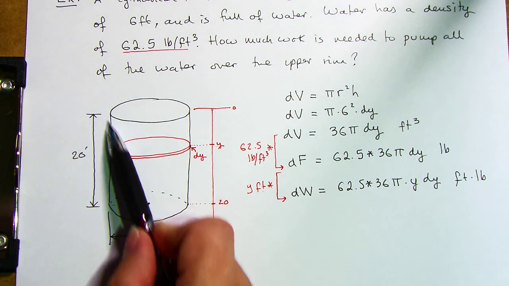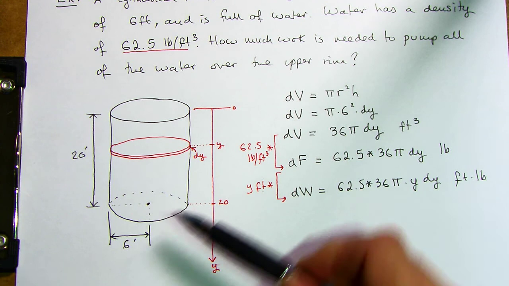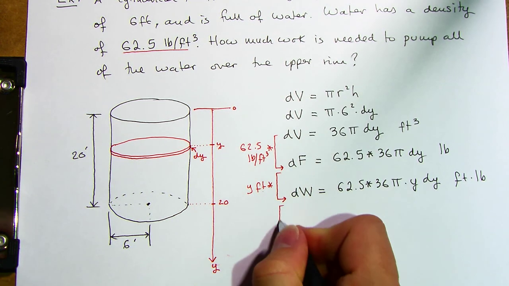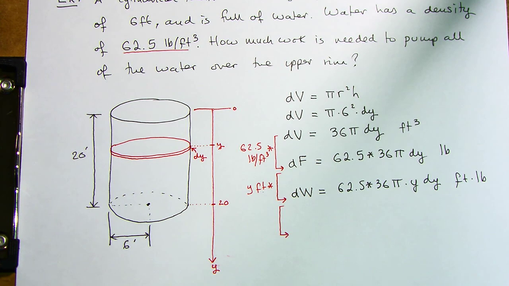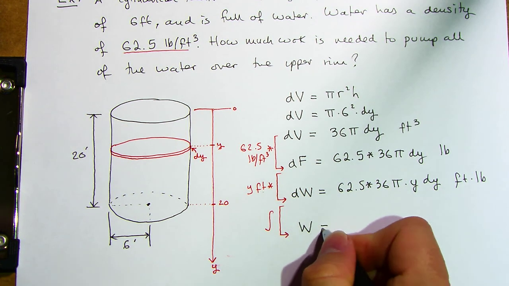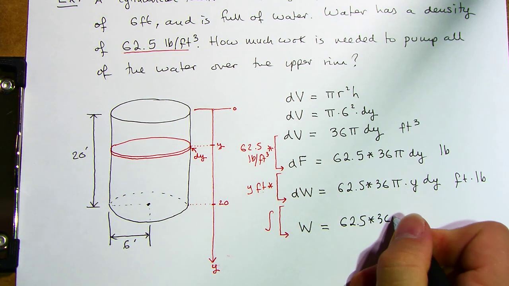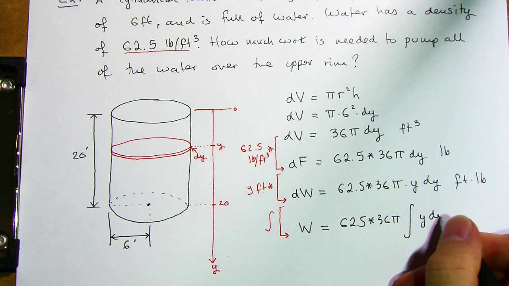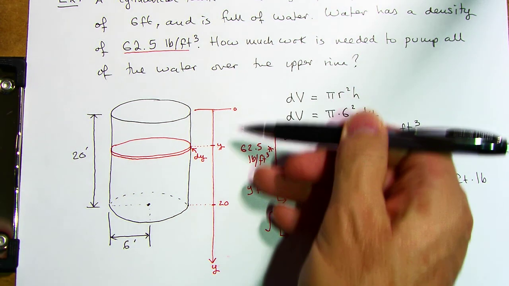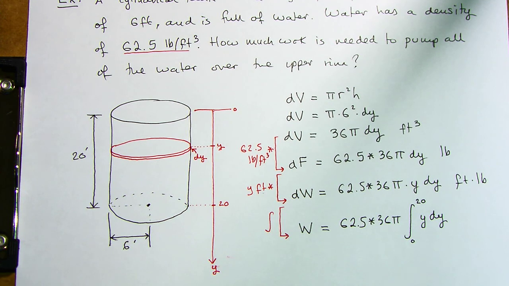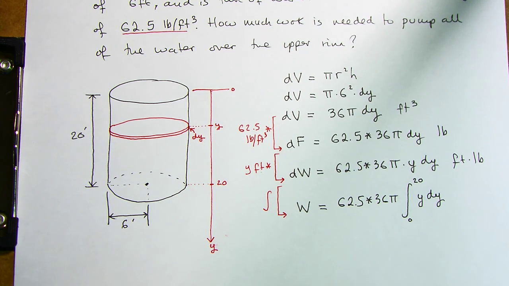Okay? Now finally, that's the work for one disc, that's dw, one slice of work, but I want the work for the entire cylinder. So I need to add up all the works for all the slices. What do you have to do to a dw to get a w? Integrate. Yes, integrate it. And so we get work itself. Work is going to be the integral, and I can take these constants outside. It's the integral of y dy as y ranges between where and where? 0 and 20.